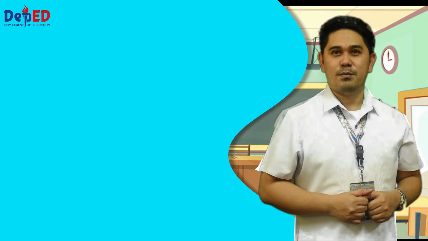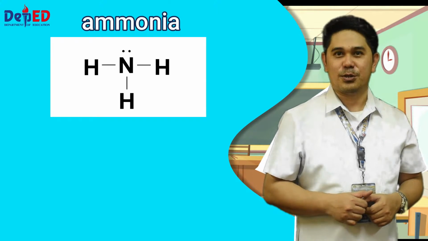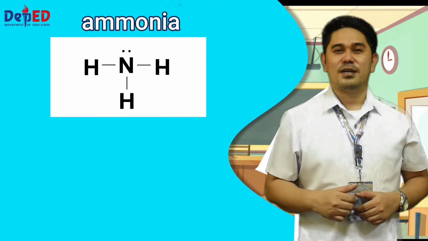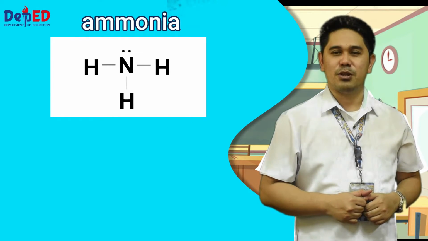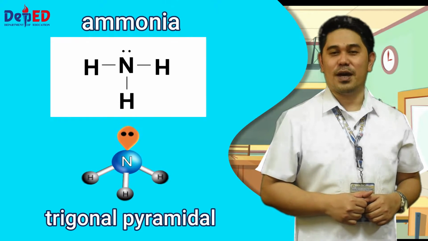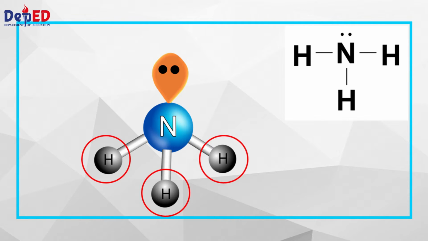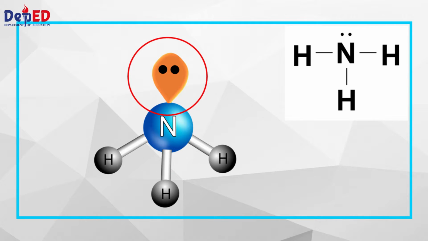Let us proceed with ammonia, or NH3. Its Lewis dot structure looks like this. Can you identify what its molecular shape is? Correct! It is trigonal pyramidal. The three hydrogen atoms bonded with the nitrogen atom at the center. Notice that there is still a lone pair left.